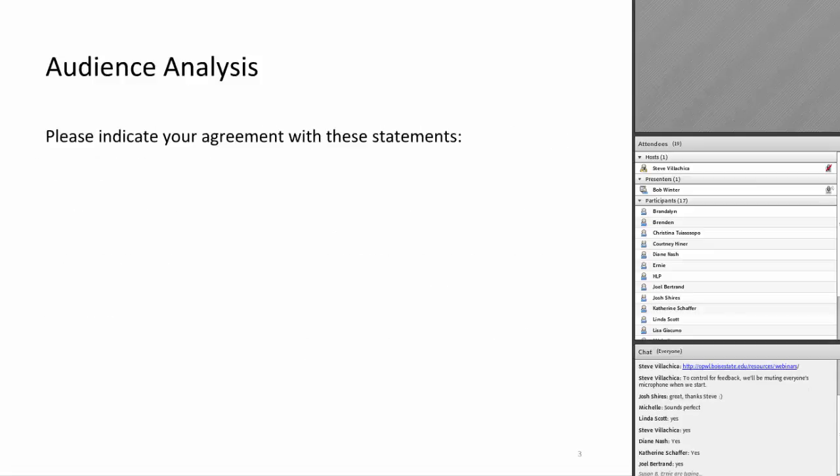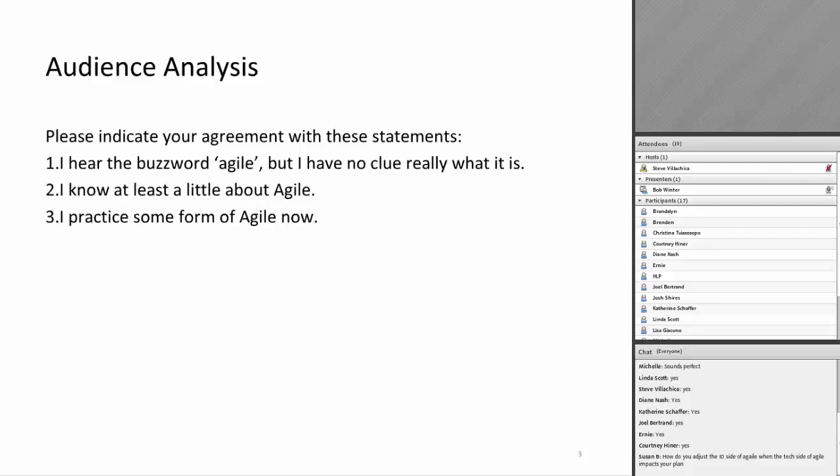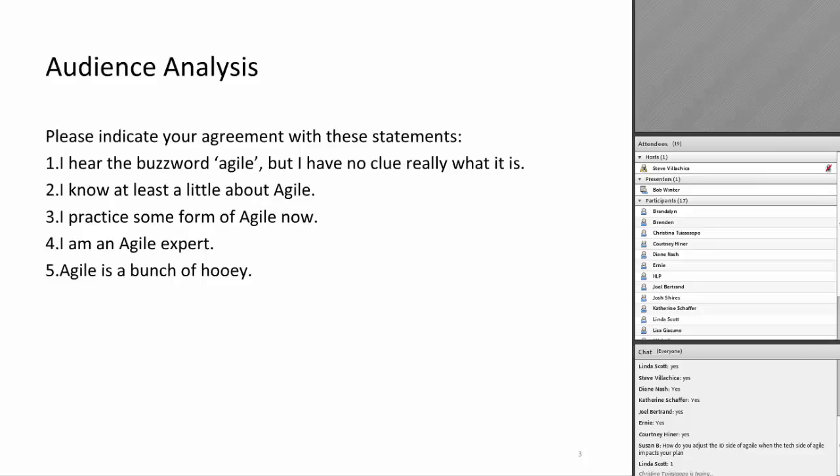I mentioned before that I want to get a little bit of an idea about where you are with respect to Agile. So I'm going to put up 5 statements here, and please type in the chat box which one of these 5 statements best describes where you are right now. Put a 1 if you think, I hear the word Agile, but I have no clue what it really is. Number 2, I know at least a little bit about Agile. Number 3, I practice some form of Agile right now. Number 4, I am an Agile expert. Or number 5, Agile is a bunch of hooey.